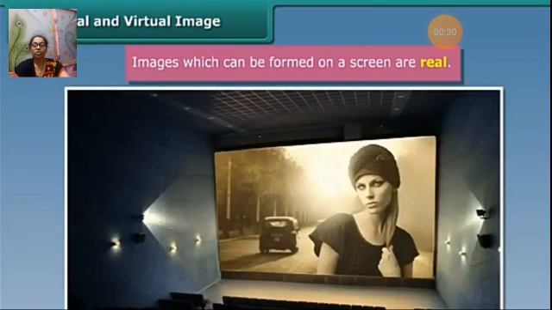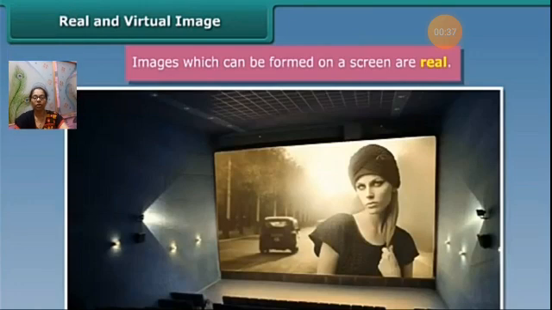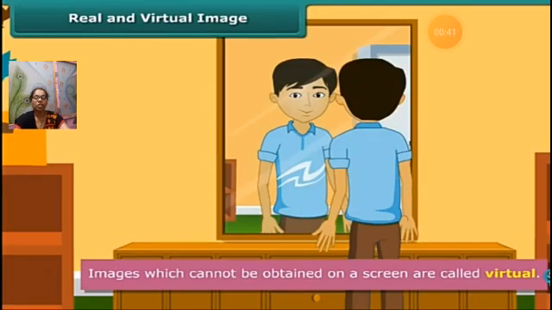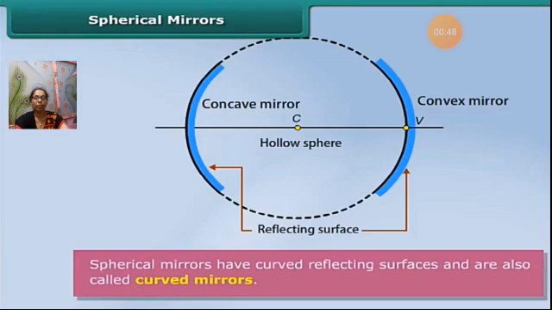Images which can be formed on a screen are real. For example, images formed on a cinema screen are real, whereas images which cannot be obtained on a screen are virtual images. For example, images of our face in a plane mirror are virtual images.